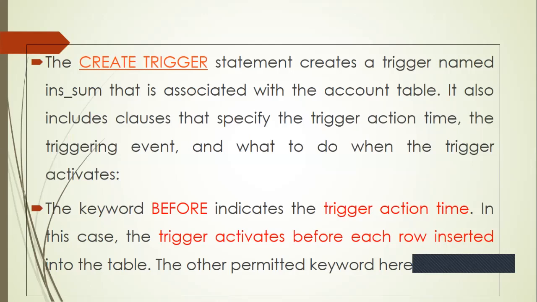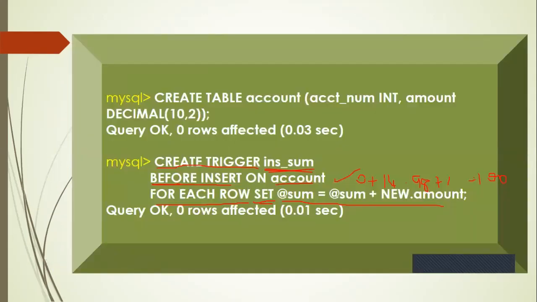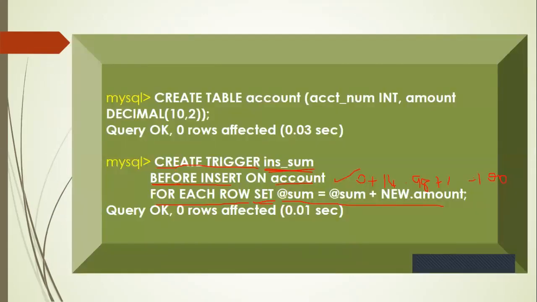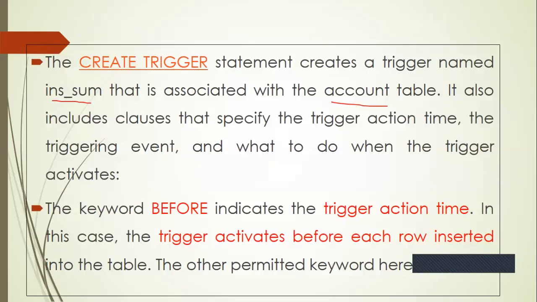The create trigger statement creates a trigger named insert sum. We are writing a create trigger and its name. So it creates a trigger named insert sum that is associated with the account table, because we have written here before insert on account. It also includes clauses that specify the trigger action, the trigger event, and what to do when the trigger activates.